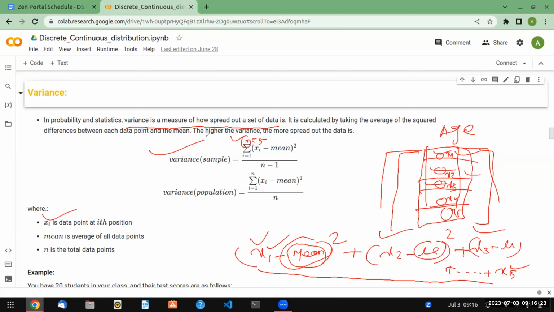How spread out. So variance and mean. If you have any mathematical or numerical data, people will ask what is the average salary, what is the average income.